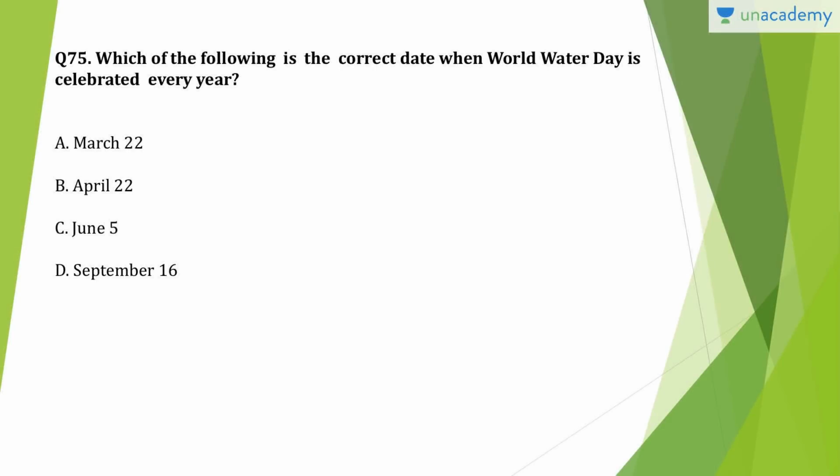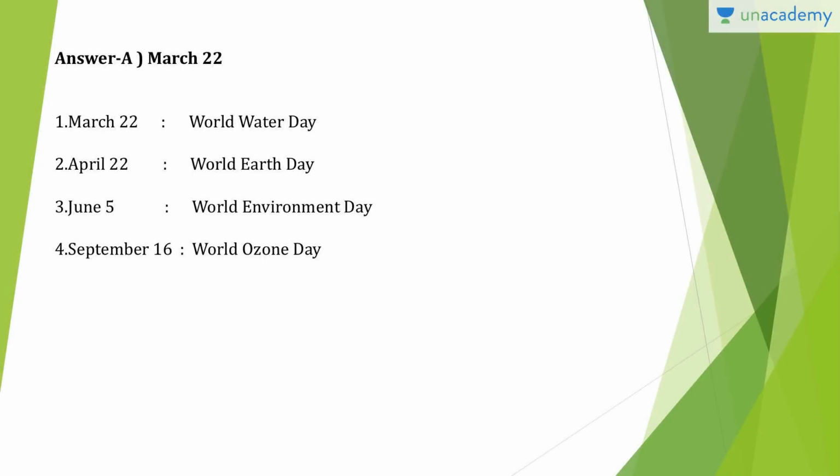Question number 75. Which of the following is the correct date when World Water Day is celebrated every year? World Water Day is celebrated every year on March 22nd. Then April 22 is World Earth Day. Then June 5 is World Environment Day. And September 16 is World Ozone Day. Try to remember these points because these questions can be asked, and even if they are not asked directly, you can use them in your essay writing and show off that you remember dates. These show-off skills come really handy in essay writing.